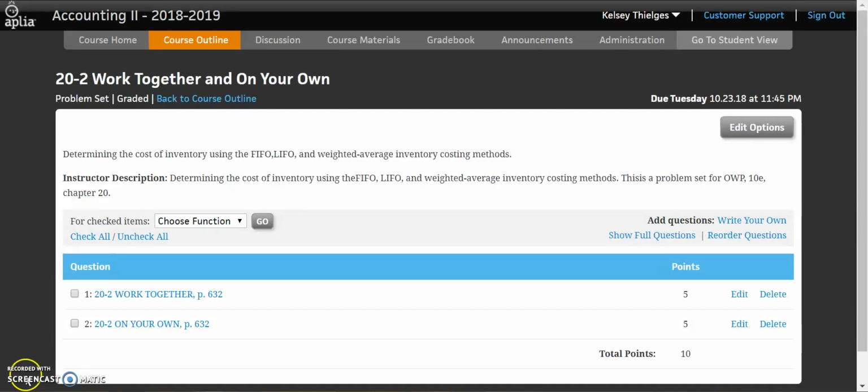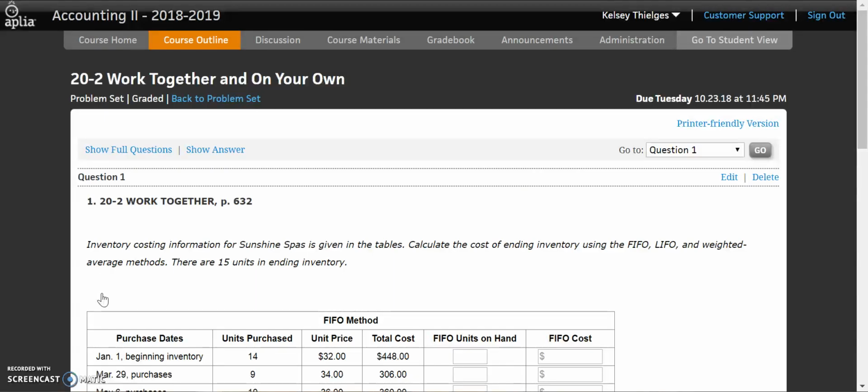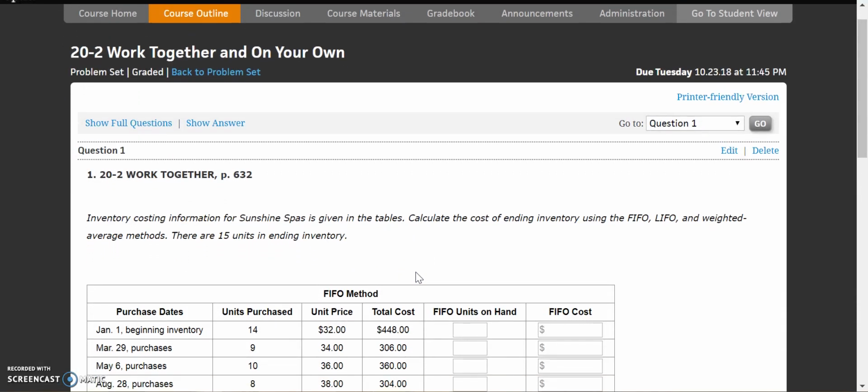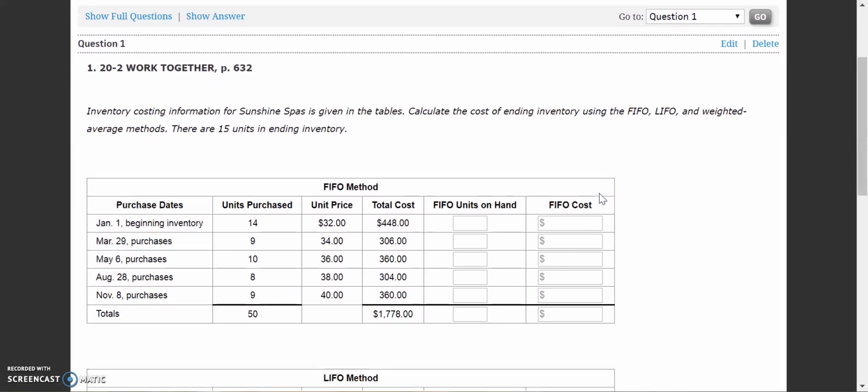All right, welcome to 20-2 Work Together, where we are using our inventory costing methods. We're going to do a FIFO, a LIFO, and a weighted average for a company called Sunshine Spas. The thing that is going to stay constant is that we always have 15 units on hand in ending inventory. So let's look at the FIFO one first.